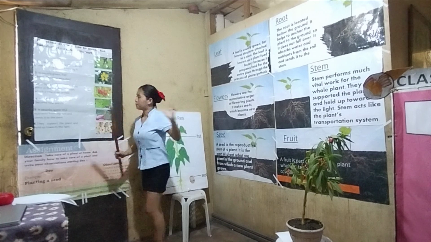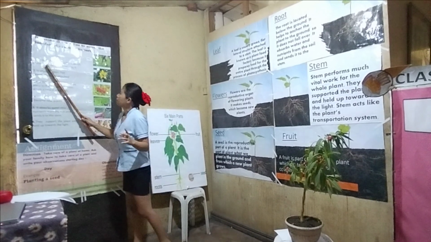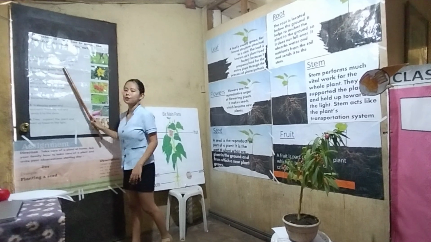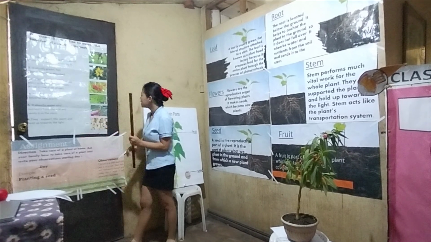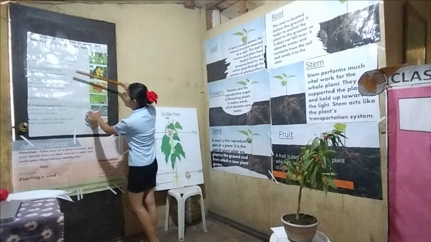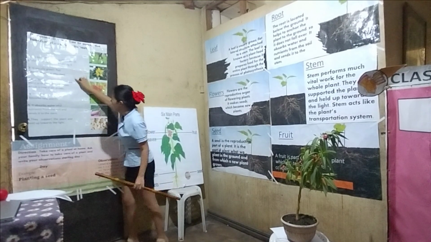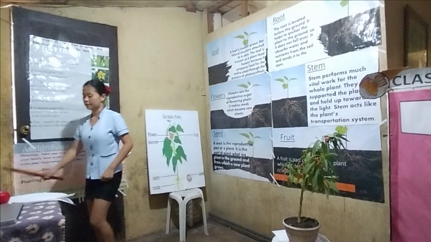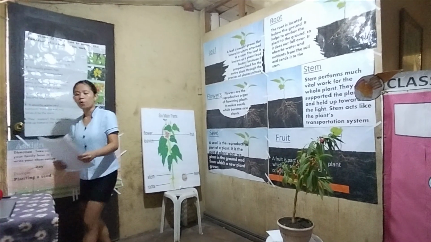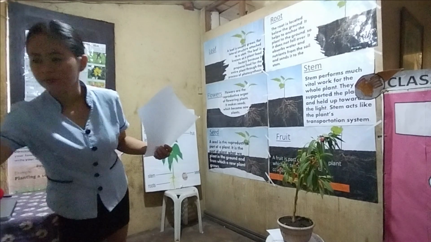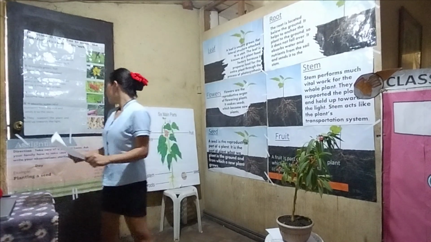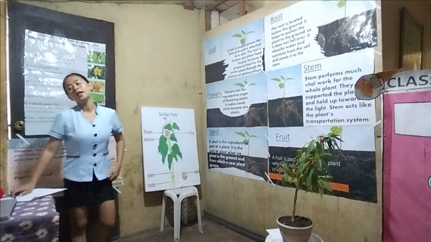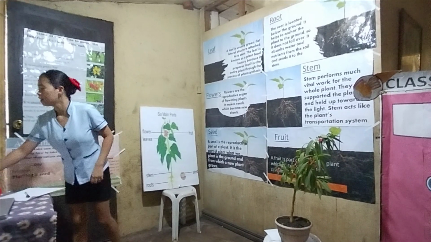For example, number 1, it is a part of a flowering plant which protects the seeds by covering it. So if your answer is stem, you are going to draw a line here. Okay? You understand? Alright, so these are your worksheets. Okay. So class, are you done? Yes, ma'am. Alright, so let's check your quiz.